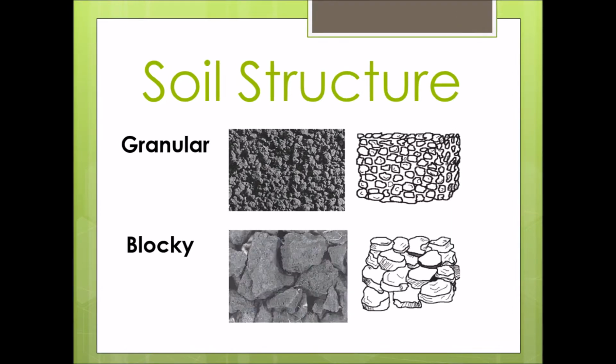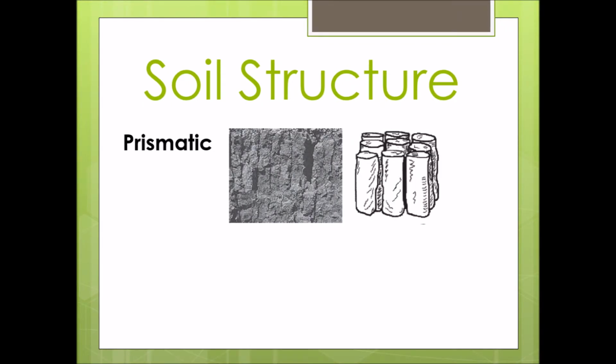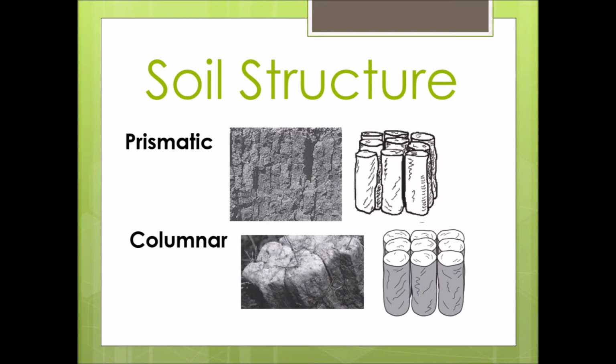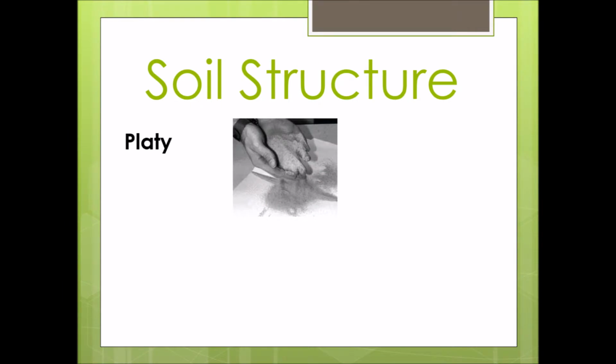The next is blocky, which is irregular blocks that are usually 1.5 to 5 centimeters in diameter. The next is prismatic, which is vertical columns of soil that might be a number of centimeters long, usually found in lower horizons. Next is columnar, which is vertical columns of soil that have a white round salt cap on the top. These are found in soils of arid climates. Next one is platy, which are thin flat plates of soil that lie horizontally, usually found in compacted soil.